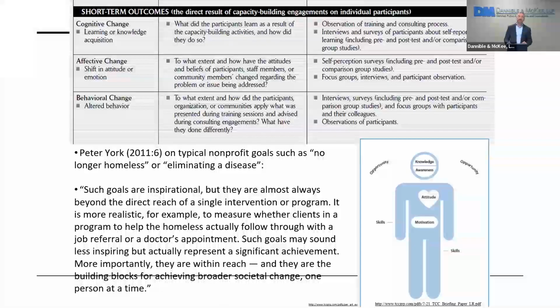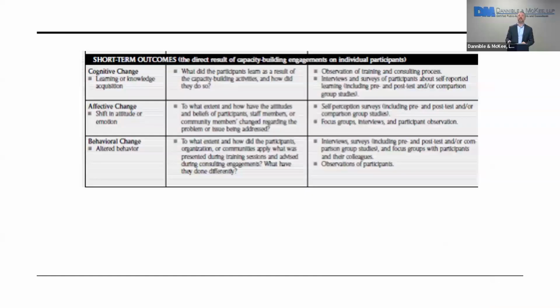And as he further says, this is kind of saying they're SMART goals, which is what that slide said earlier. They are building blocks for achieving broader social change 1% at a time, and they are within reach, right? That means they're SMART. They're the building blocks. So thank you, Peter. All right, so being realistic is key there, right?